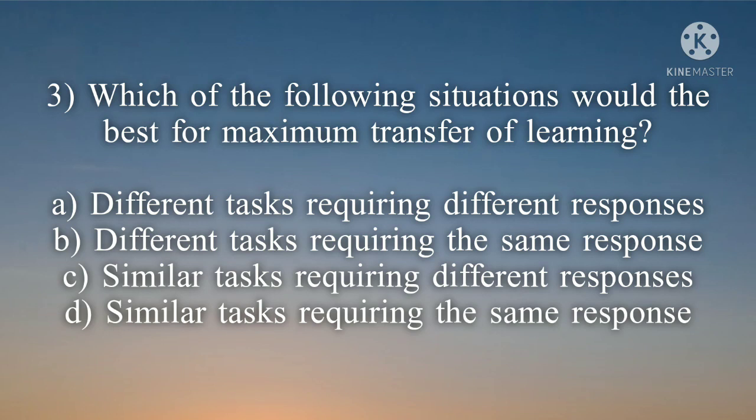Then, which of the following situations would be the best for maximum transfer of learning? Different tasks requiring different responses, different tasks requiring the same response, similar tasks requiring different responses, similar tasks requiring the same response. Look, when we apply different procedures, we apply different techniques to make people understand the same thing. When we try to make people understand a single thing in numerous ways, then only the maximum transfer of learning occurs. So the correct answer will be different tasks requiring the same response.